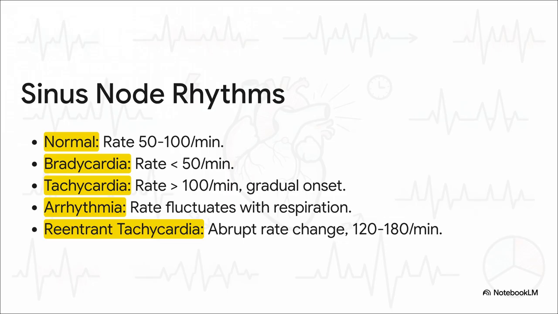A key feature here is that it ramps up and down gradually. Then there's sinus arrhythmia, where the rate actually changes a bit with your breathing. And finally, there's a pretty rare one called sinus node reentrant tachycardia. This is caused by a little electrical loop, a reentry circuit, stuck inside the sinus node itself. And unlike regular sinus tach, this one causes really abrupt, sudden changes in heart rate.